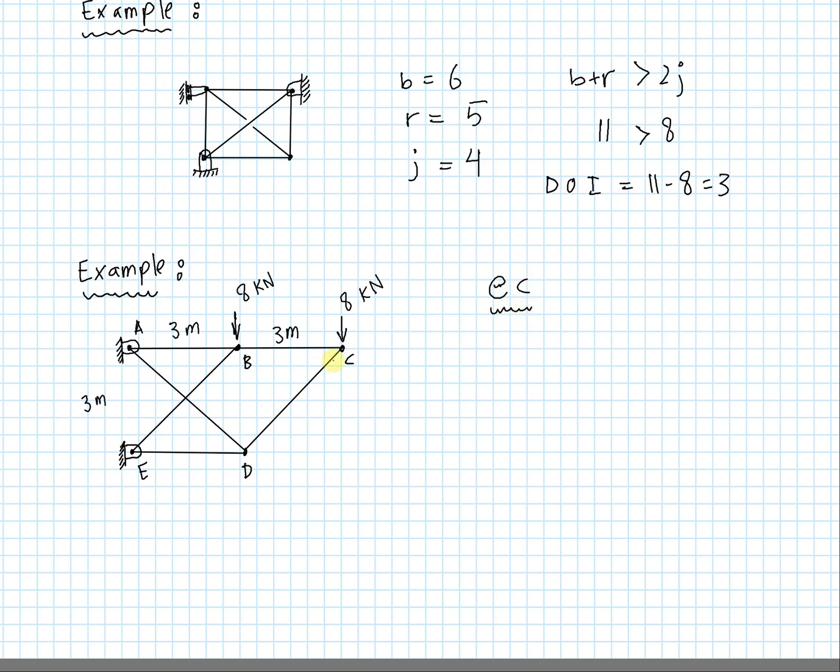This is a statically determinate structure. We're not yet at a phase in our understanding of looking at indeterminate structures, so we're going to limit this example and this analysis to statically determinate structures. So we're looking at joint C, and joint C has this vertical force of 8 kilonewtons being applied, and these internal forces, FCB and FCD, that we have to really look at.